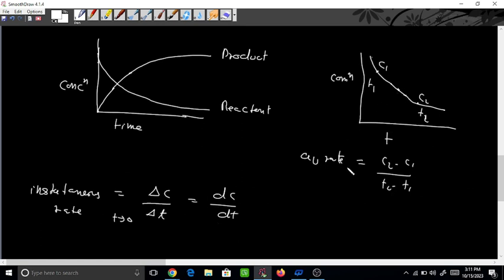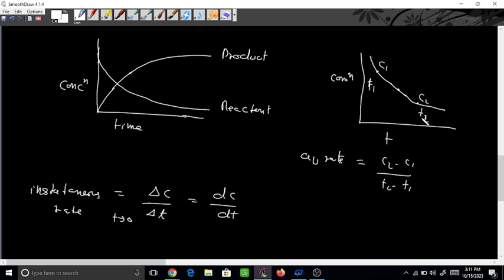This is the average rate: c2 minus c1 divided by t2 minus t1. But suppose I want to know the instantaneous rate. Instantaneous rate means at the exact point. So what will be the gap between two points, the gap of t2 minus t1? Will that gap be more or higher? I didn't understand.